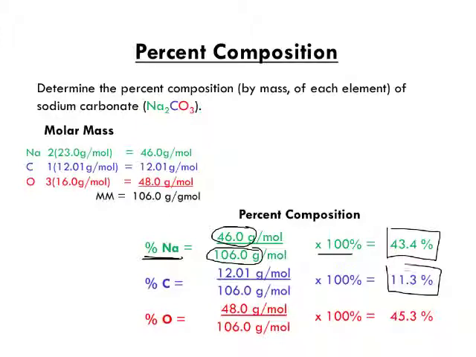And so in this example, you can pause the video and just look at the math, and you can see that we've calculated that sodium makes up 43.4% of the mass of the compound, carbon makes up 11.3%, and oxygen makes up 45.3%. So hopefully this will be helpful in you doing percent composition problems for compounds.